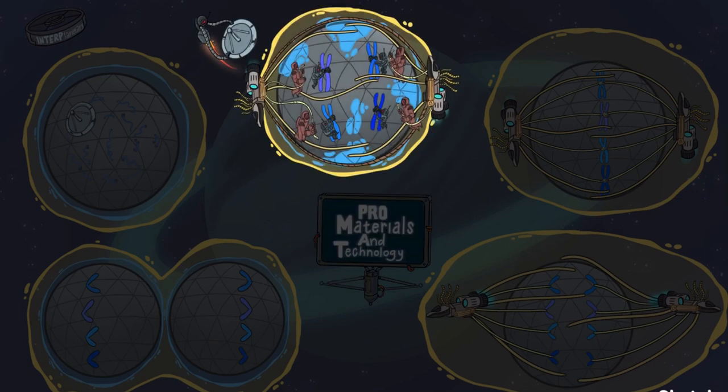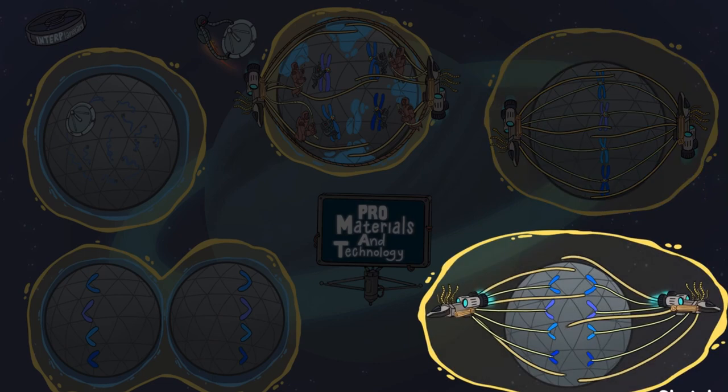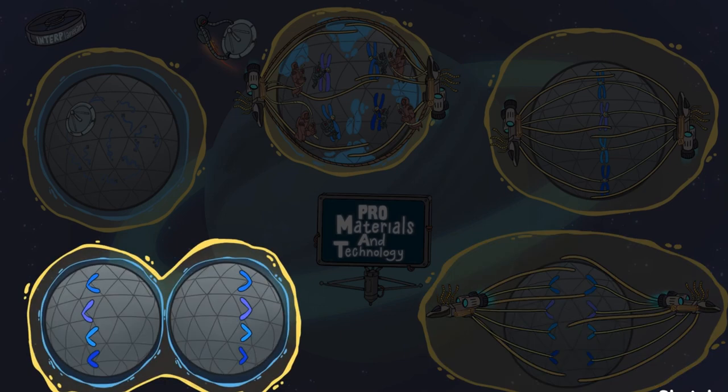In prophase, chromatin condenses into sister chromatids, the nuclear envelope starts breaking down, the nucleolus disappears, and the spindle apparatus begins the assembly process. In metaphase, the sister chromatids line up along the metaphase plate. In anaphase, the sister chromatids are pulled apart. In telophase, the spindle fibers go away and the nuclear envelope reappears before the parent cell fully splits into two daughter cells by cytokinesis.